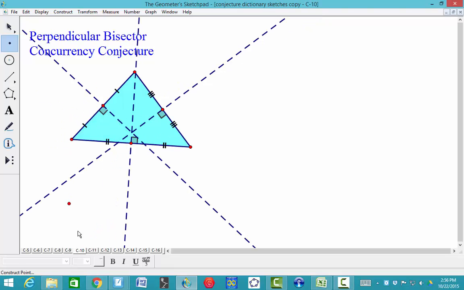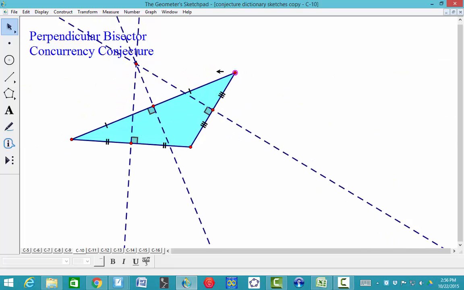Same idea here with conjecture number 10, the perpendicular bisector concurrency conjecture. If you construct the 3 perpendicular bisectors of the sides of a triangle, those 3 bisectors will always meet at a point, no matter how the triangle is moved.